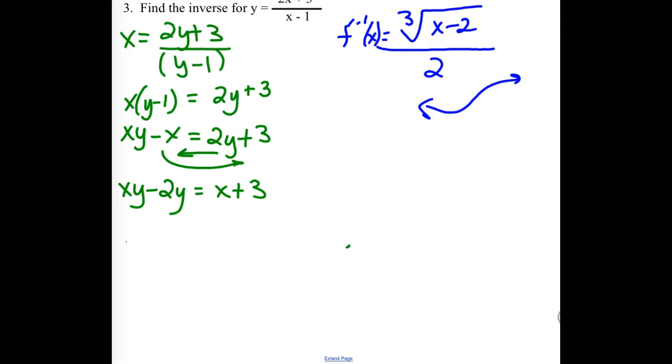Okay, that's the key step, because now I can factor out a y on the left side, and now instead of having 2 places where there's a y, it's all 1. And my last step then would be to divide the x minus 2 chunk back over to the other side.